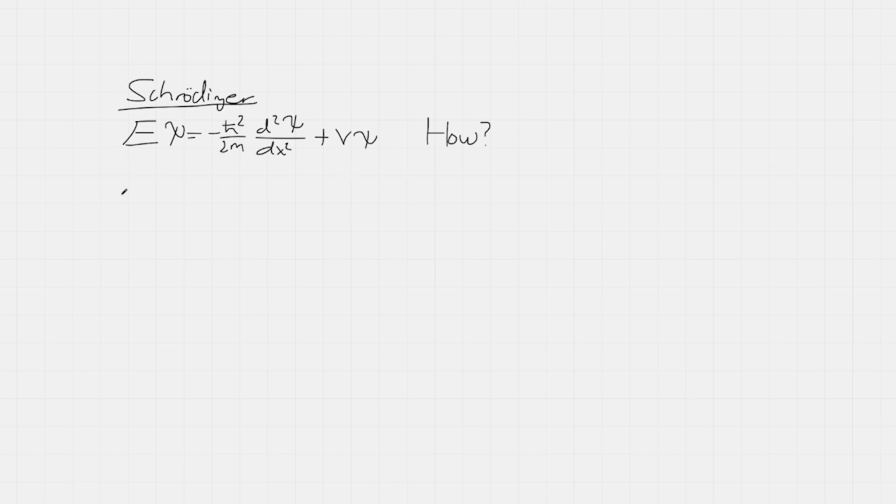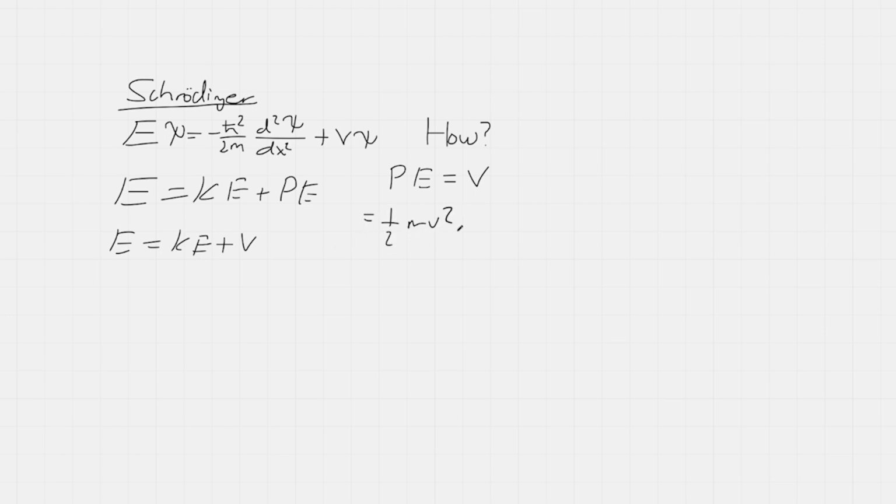So first off, I'm going to start off with energy equals kinetic energy plus potential energy. Pretty simple. So what we're going to do is we're going to say that potential energy equals V. It's just an arbitrary variable. So E equals KE plus V. But kinetic energy equals half mv squared. So we can say that E equals 1/2 mv squared plus V.